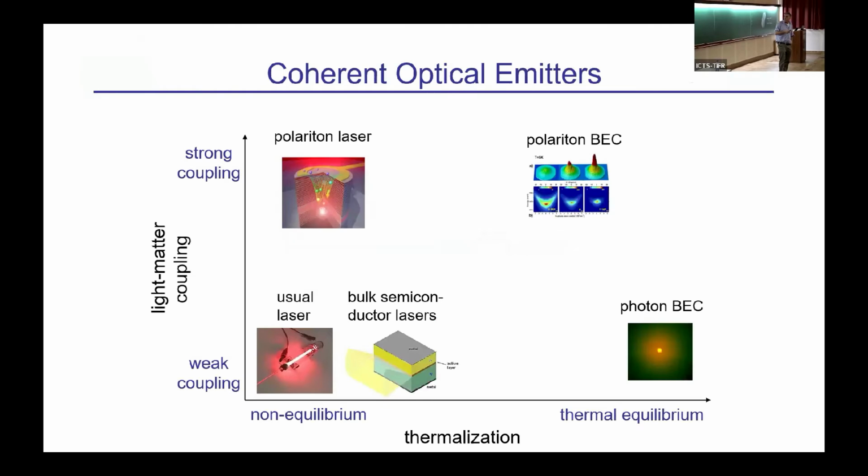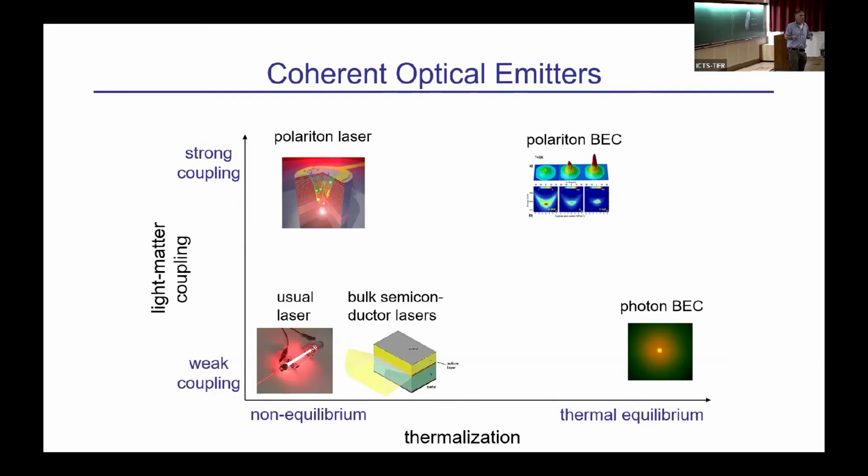Okay, to begin with, let me show you this overview slide of coherent optical emitters. So this is the first talk on photon Bose-Einstein condensates. There have been talks about polariton condensates, where one operates in the regime of strong coupling between matter and light, and depending on whether you have thermalization or not, we have either a polariton condensate or a polariton laser. So in the experiments I will be talking about, we are working in weak coupling between matter and light.